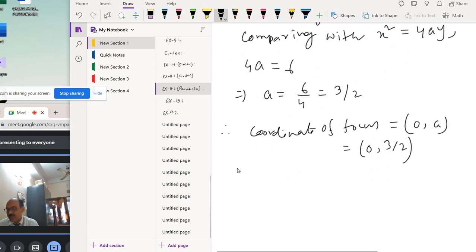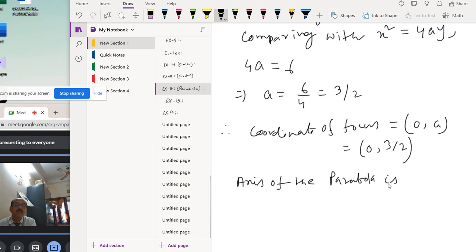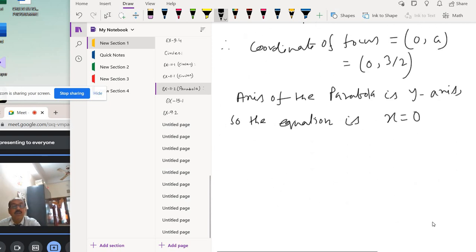Then the axis. It is the y-axis. So the equation of the axis of the parabola is x is equal to 0. Now the equation of the directrix.